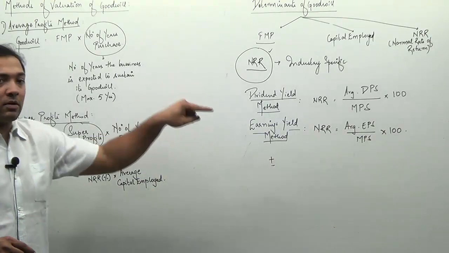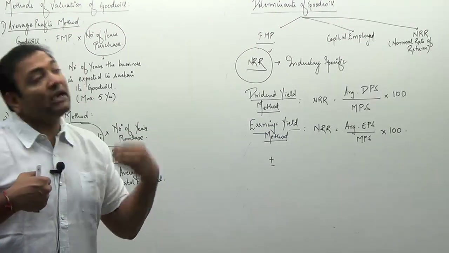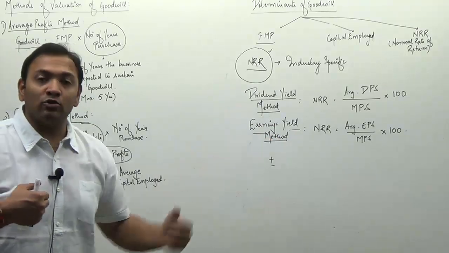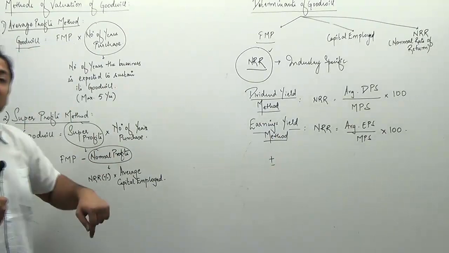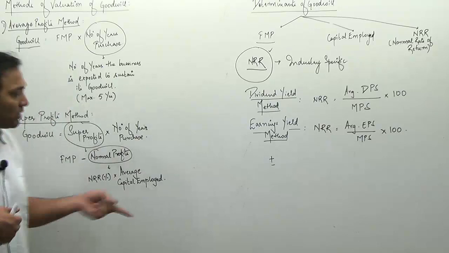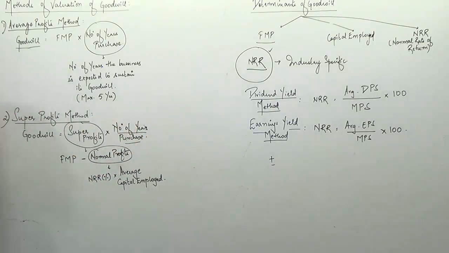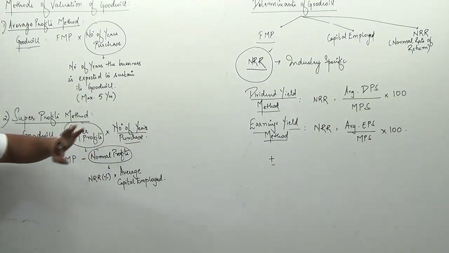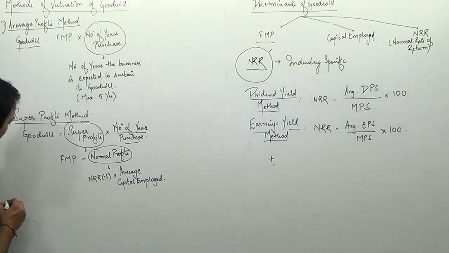So whenever I'm talking about the future, I'm standing on today, 2015, and I'm trying to assess what my future earnings will be. Whenever I'm talking about future earnings, standing today, we need to start discounting them to present value. The logic here is, he did not take present value in discussing the number of years purchase. I'm just taking it as a normal figure. The undiscounted basis we have calculated.